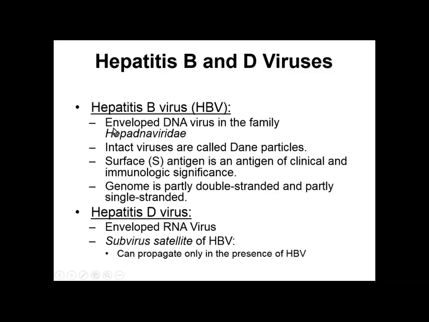Hepatitis B is pathogenic when it has the surface S antigen expressed on it, and this antigen is responsible for a lot of the virulence of the virus. The genome of the hepatitis B virus is partly double-stranded and partly single-stranded. That's something that's rather unique about this virion, is that we have single-stranded DNA and double-stranded DNA making up the genome of this virus. If we look at our hepatitis D virus, it's that enveloped RNA-based virus.